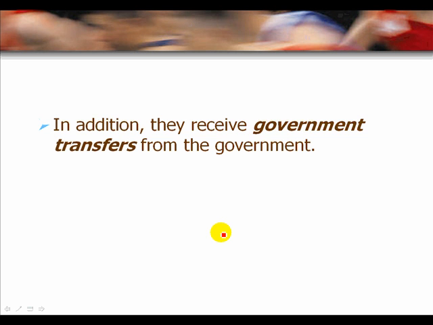Also, the household receives another form of income from the government. They receive government transfer payments. These are payments for Social Security, welfare payments, or, if you were in the military, veterans benefits. This is money that's given to various households without receiving any goods or services in return.